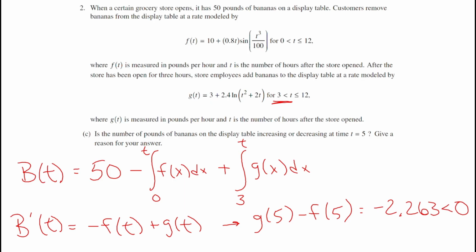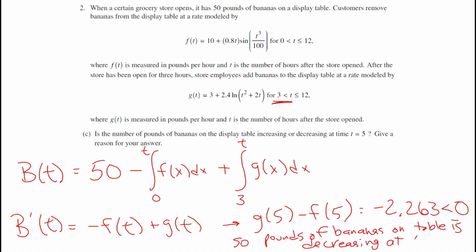So that tells us that B, the number of pounds, is decreasing. So the pounds of bananas on the table is decreasing at t equals 5. And we'd note that that's because this is less than 0. And that was worth 2 points again, 1 for considering f of 5 and g of 5, and 1 for the answer with the reason.